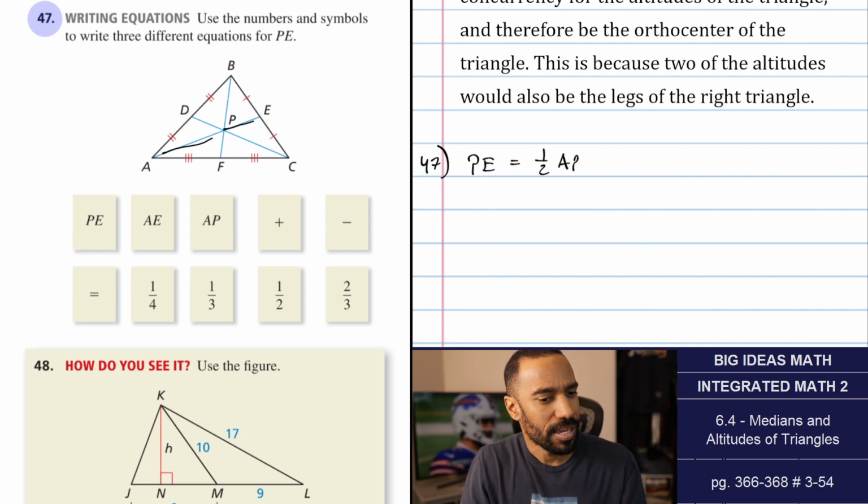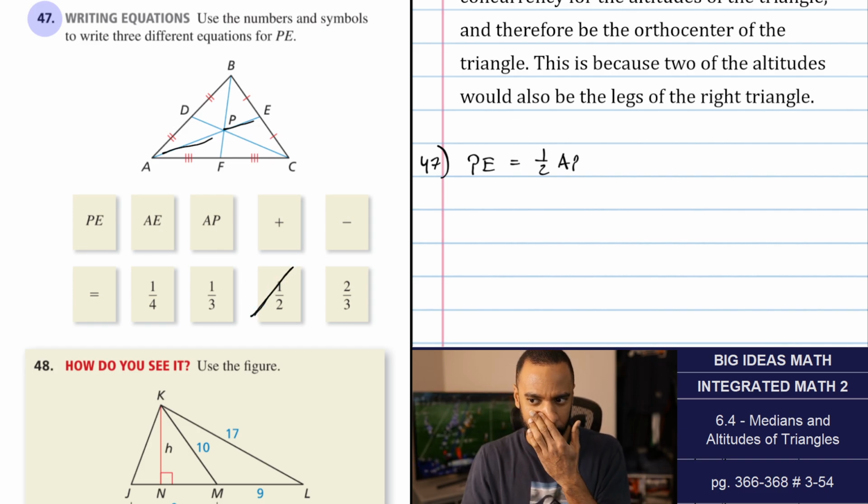All right, PE is half of, all right, so use the 1/2. Half of AP.